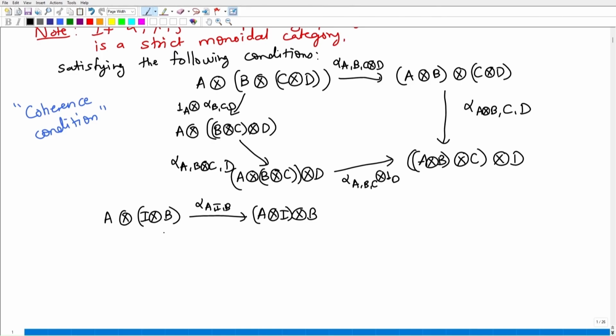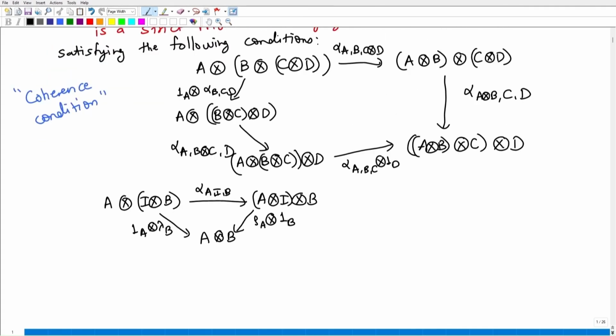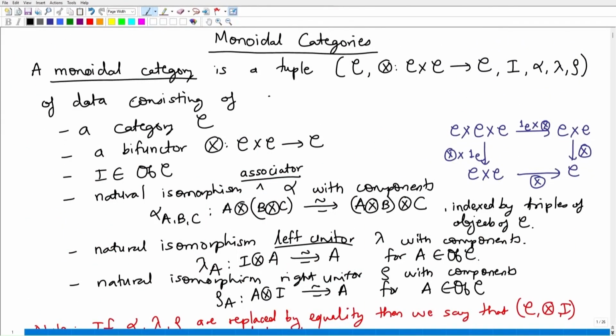Okay, A tensor I tensor B. Here what do I have? I have to go down to A tensor B, and this is 1 sub A tensor lambda sub B. Okay, and over here it is rho sub A tensor 1 sub B. Very good. Okay, so this is the other identity, so they are compatible with each other. Whatever we do, it makes sense. Okay, then so this is our definition of a monoidal category.